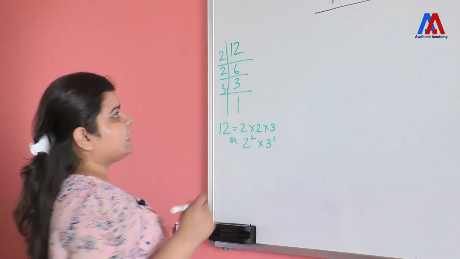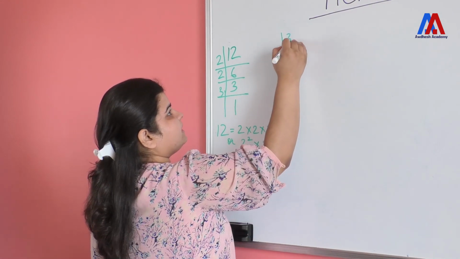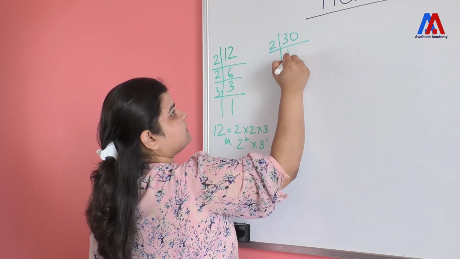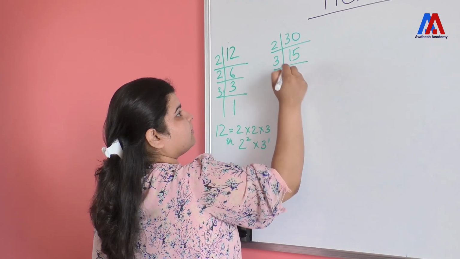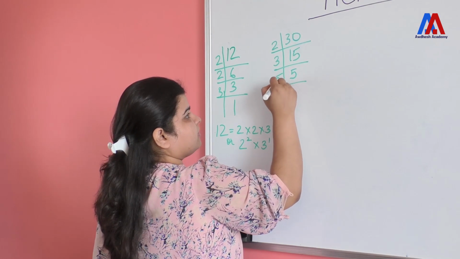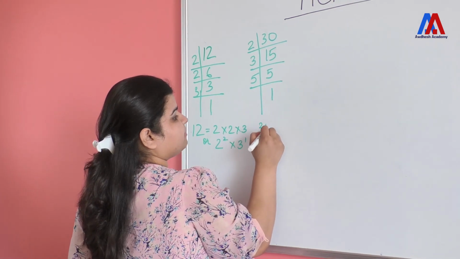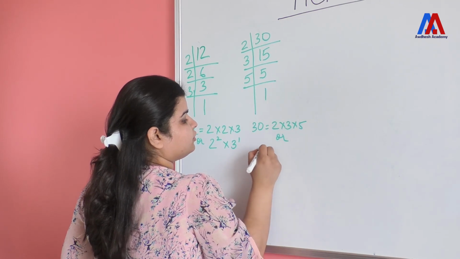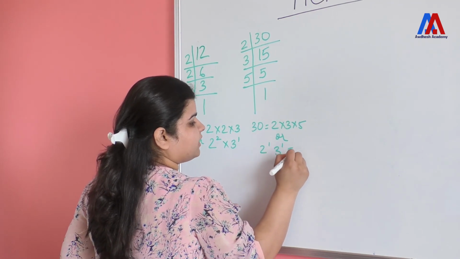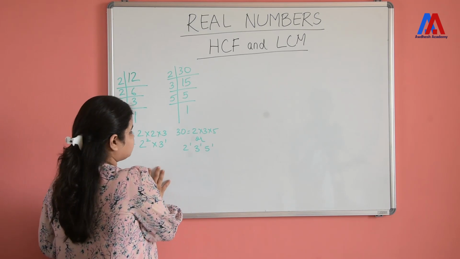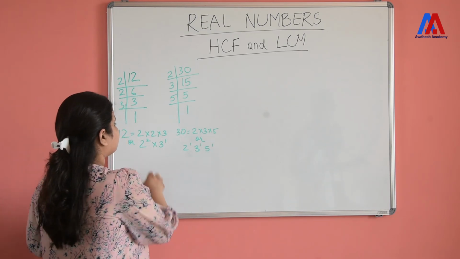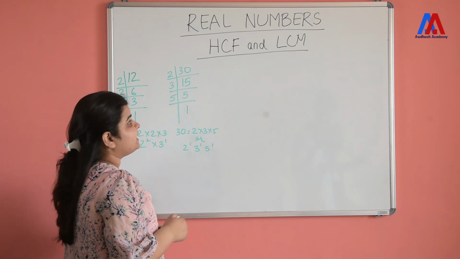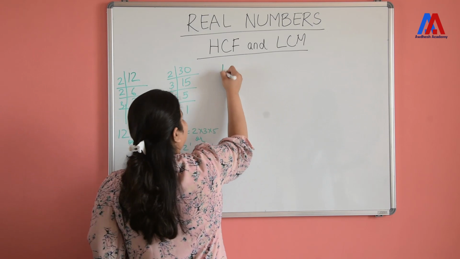Now take another example, let's say 30. The factorization of 30 is the following. 30 can be written as 2 into 3 into 5, or 2 raised to power 1, 3 raised to power 1, 5 raised to power 1. So this was prime factorization, where we found what prime factors multiply to form a given number.